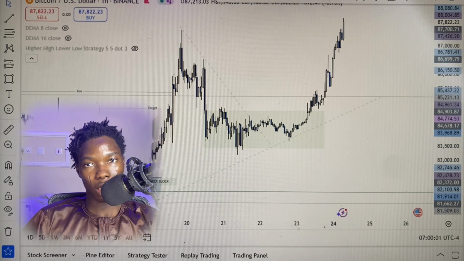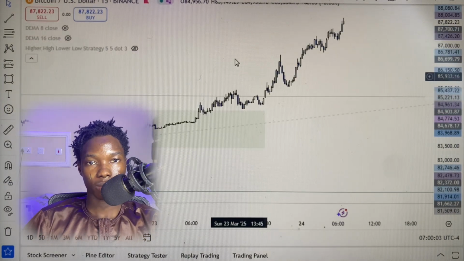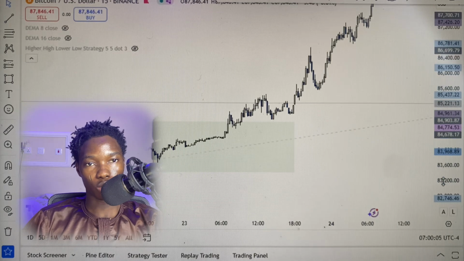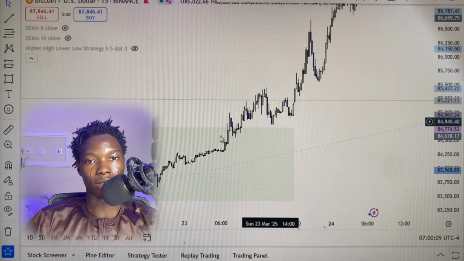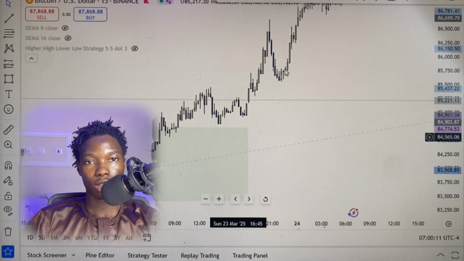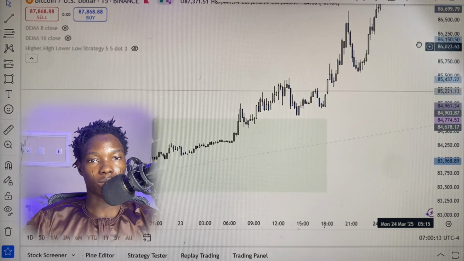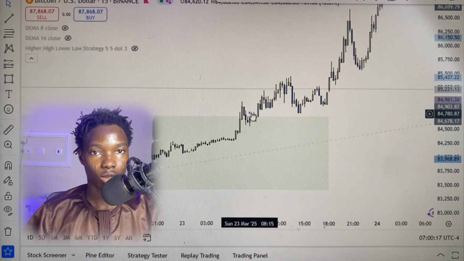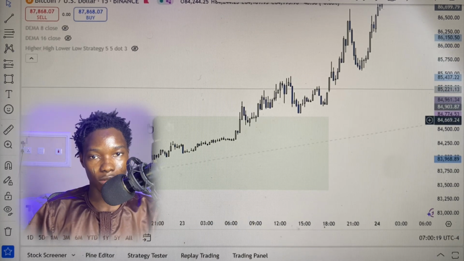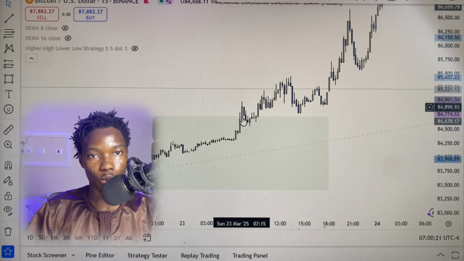So heading to the 15 minutes time frame, this is where we are going to get our entry from. 15 minutes time frame is where I get my entries. So on the 15 minutes time frame, you can see after we broke out of this consolidating level, the market is ranging. After we broke, we had our first retest, testing the level.